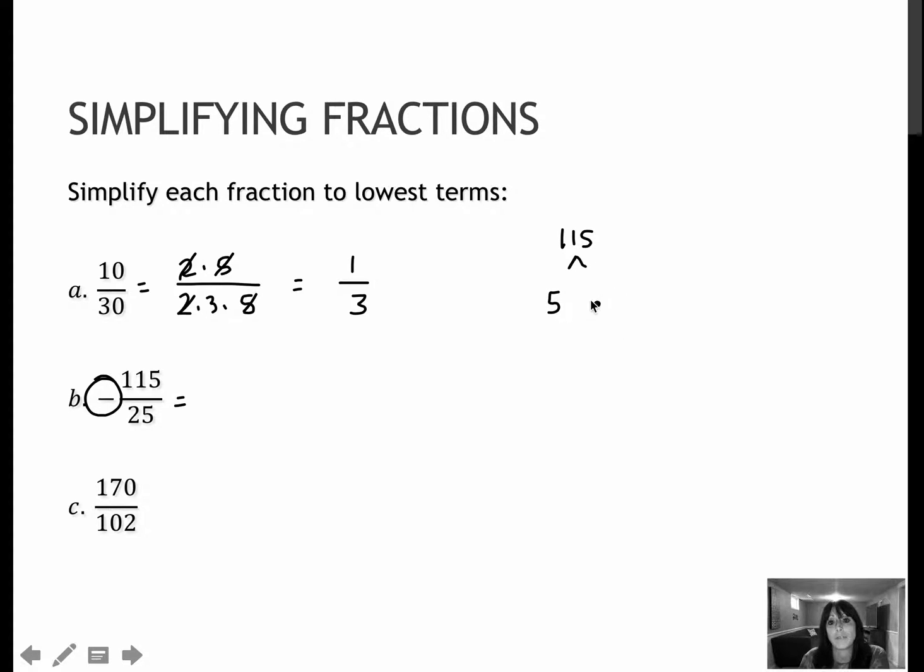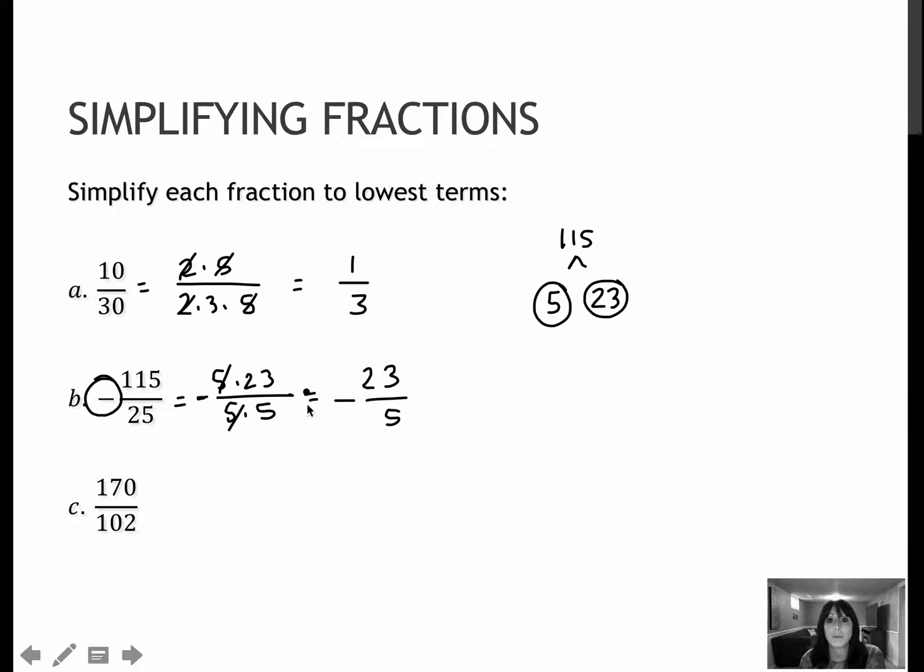5 goes into 115 23 times, it looks like. And those are both prime. And so I'm going to write 5 times 23. I'm going to keep this negative out front. 25 obviously is 5 times 5. One pair of 5s will cancel, and that gives me 23 on top and 5 on the bottom, and my answer is negative, and so I keep it negative.